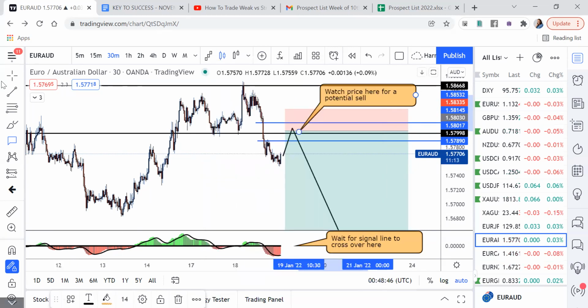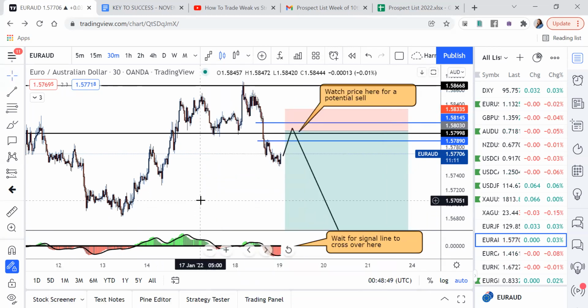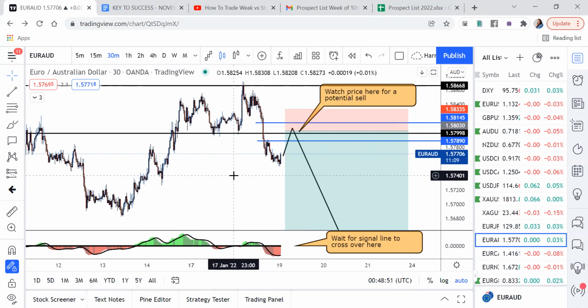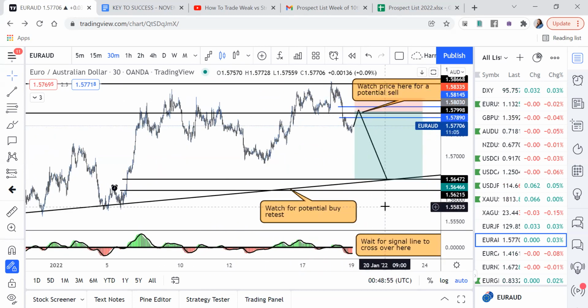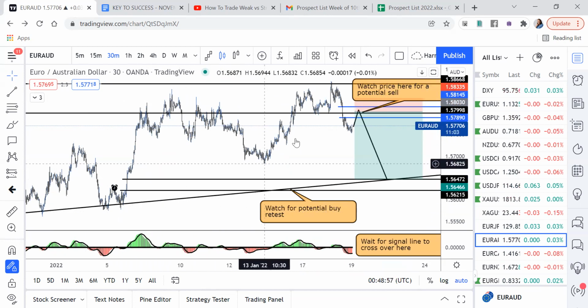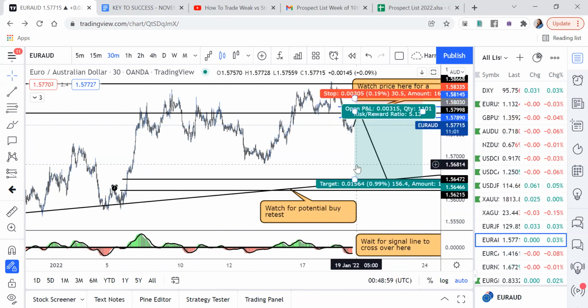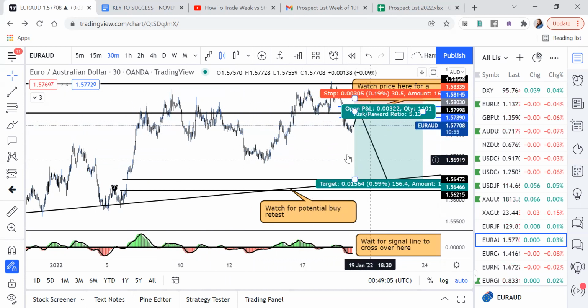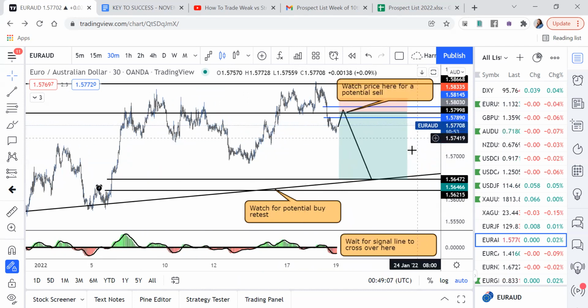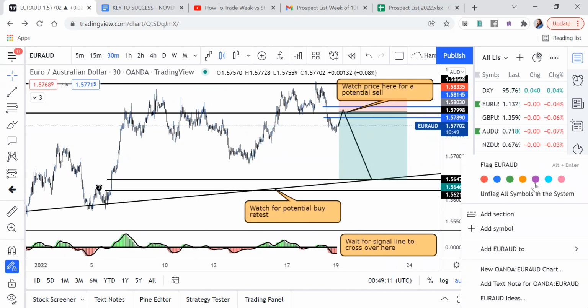Right, watch price here for potential sell. This is a really good trade, guys. 160 pips, and this entire move as well. Nice completion of an M pattern that we have here, which is really a lopsided M pattern, right? So this should be a really nice setup. So just wait for that, and you guys could take that trade as well. That's very attractive.